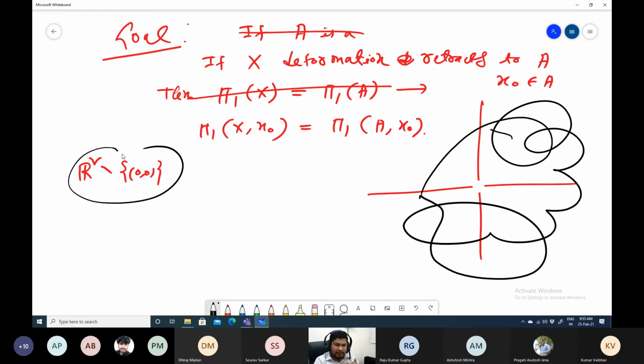Now, for this kind of topological space, we need the deformation retraction. For example, here, what is the deformation retraction of R2 minus the origin? So here we know that this space deformation retracts to S1, right? And we know that the fundamental group of S1 is Z. Therefore, the fundamental group of R2 minus (0, 0) is also Z. Okay, is that fine?